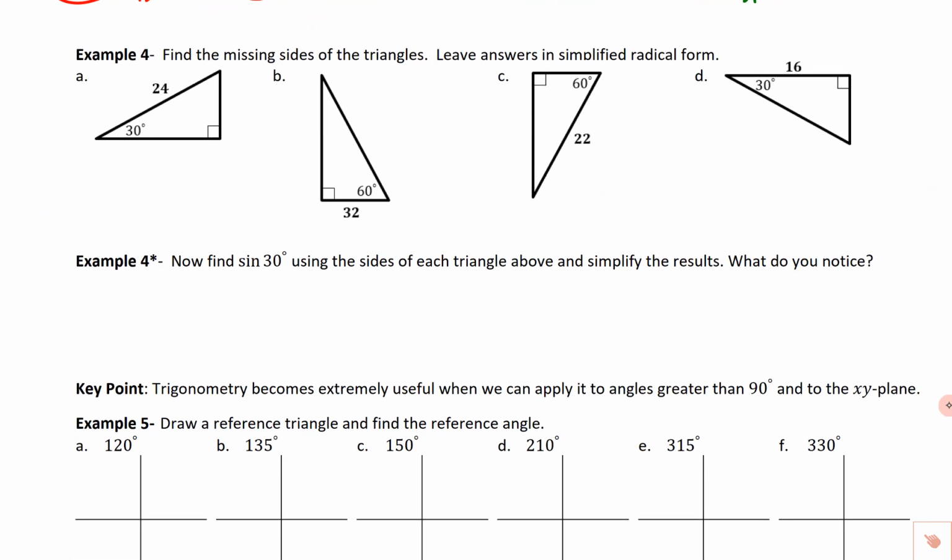Okay, so let's come down and take a look at this. Now, I'm going to try and speed this up just a little bit. This is find the missing sides, leave the answers in simplified radical form. So, be careful. 30, 60, 90. You've got to look at it and think, wait a minute. Short leg over here, 12, 12 radical 3. Let's see. This is 30 up here, so this is the short leg. If I double it, I can get the hypotenuse, 64. If I times it by radical 3, I can get the long leg, so 32 radical 3.